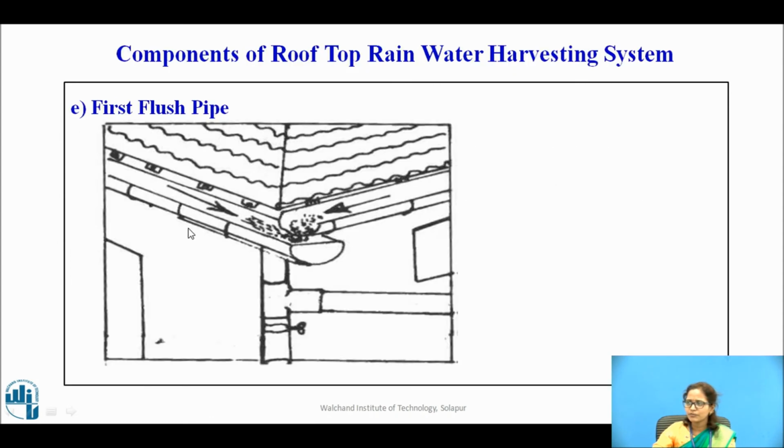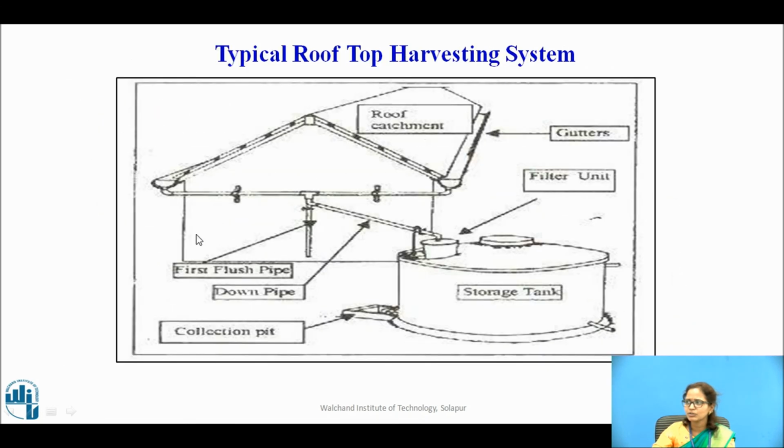So next after the first flush pipe, I will tell you the typical layout. The water will be collected in the filter unit. The salt content and all will be collected in the filter, and then the water from the down pipe will be passed on to the storage tanks, and from the storage tanks, as per the utility of the water, it will be collected in the collection pit. To the collection pit a tap will be provided, and this is constructed mainly of brick masonry. And the storage tank will depend upon the capacity, whether it may be a small storage tank or a large storage tank.